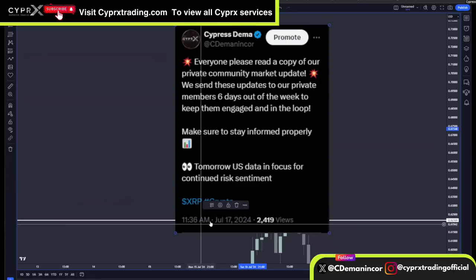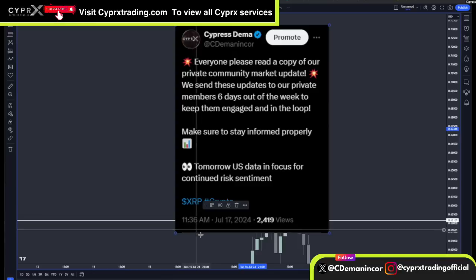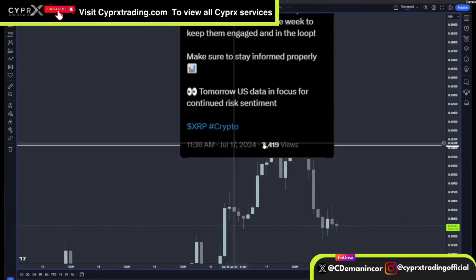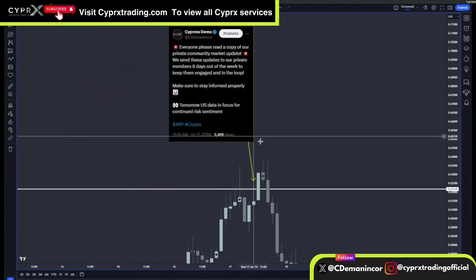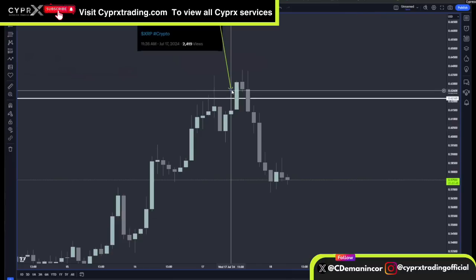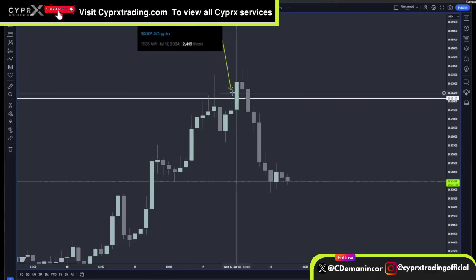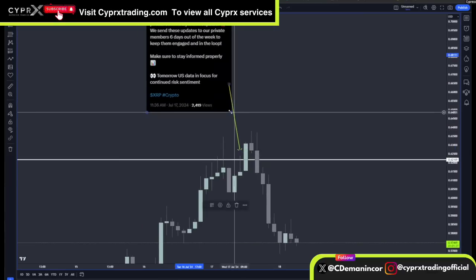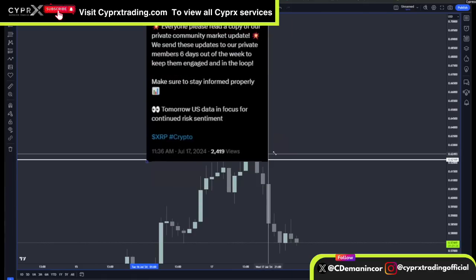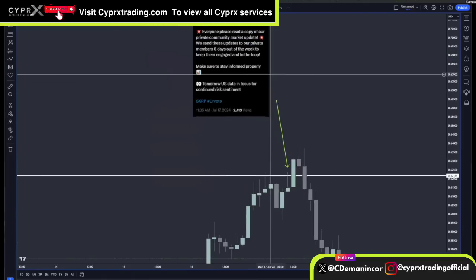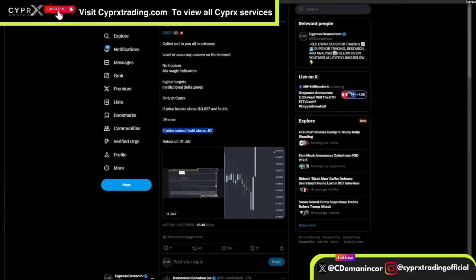You can see the timestamp, July 17th at 11:36 a.m. Timestamps are important. Here at 11:36 a.m., just looking down at the bottom of my charts, you can see this is the candlestick that printed at 11 a.m. on the 17th of July, which was at a market top. So we told you guys at a top that the market was going to pull back. So let's just head over to that post on X.